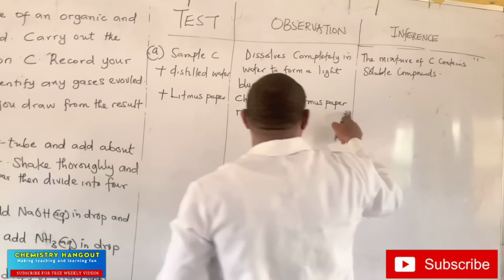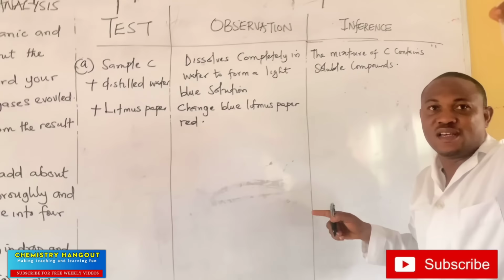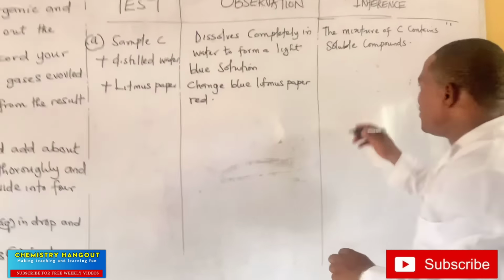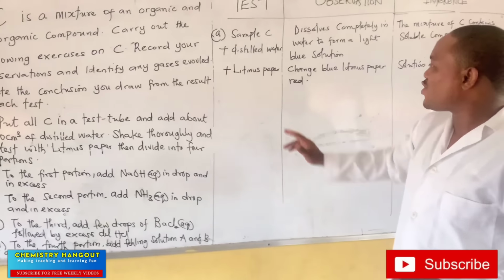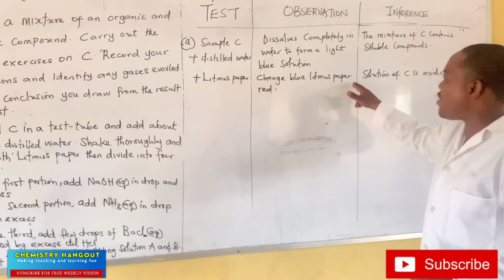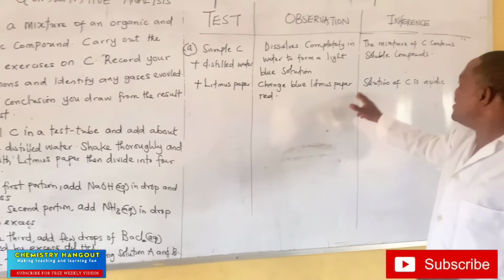So if you change this blue litmus paper red, it means this solution is acidic. That's the meaning. So we can say the solution of C is acidic. Clear? Very correct. That's why we said we are recording what we see. No tension, no pressure. Just do this, and you're recording what we saw. Very easy. So plus litmus paper, changed blue litmus paper red. The solution of C is acid.